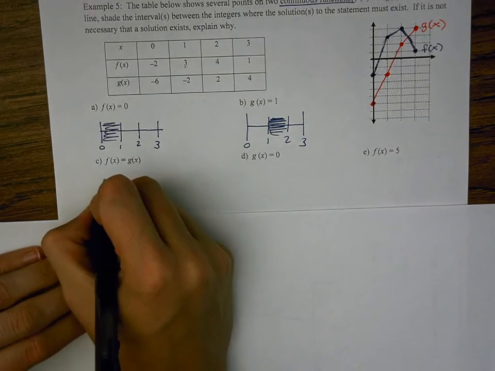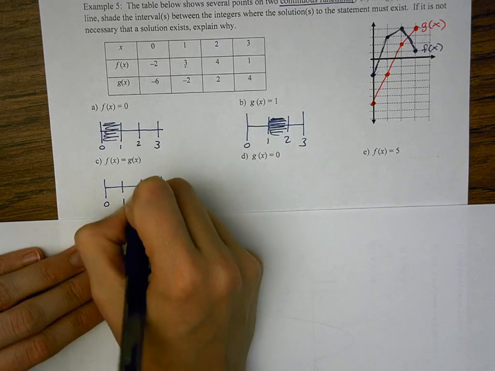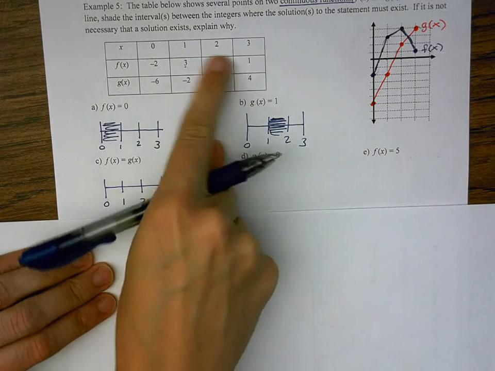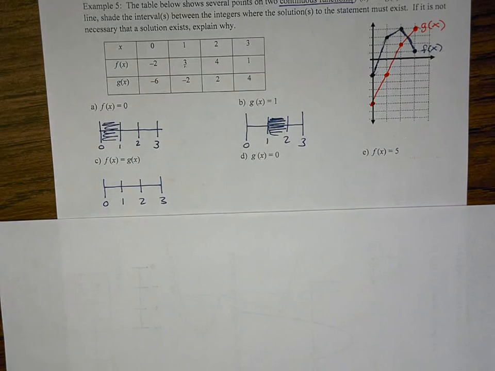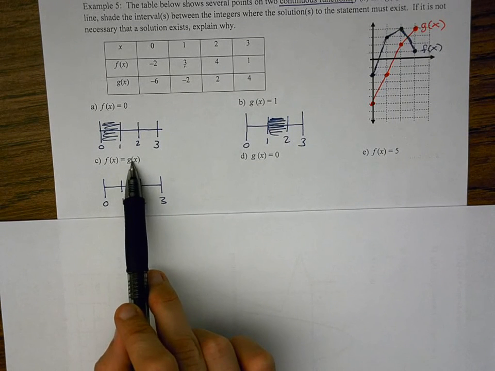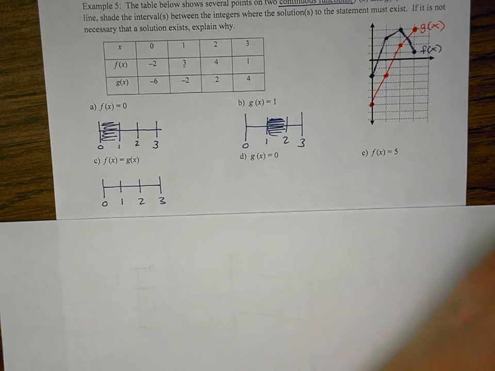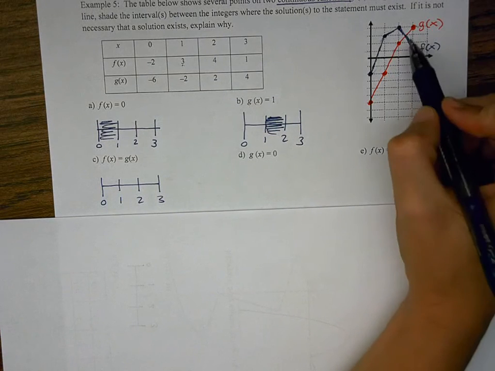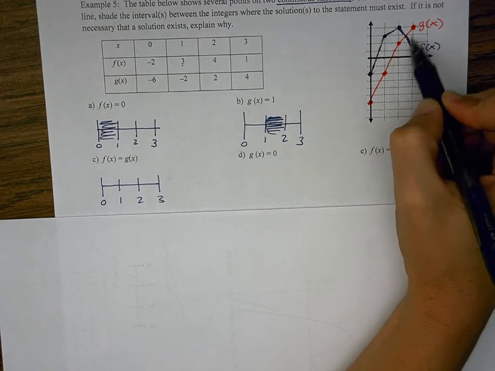Okay, f of x equals g of x. So we've got our number line here, 0, 1, 2, 3, which again are the x values. Where would f of x have to equal g of x? We'll do the graph first this time. I'm going to keep switching back and forth. What does it mean for f of x to equal g of x again? It means they touch each other. Where do f of x and g of x touch? One time, right in here, which is between x equals 2 and x equals 3.